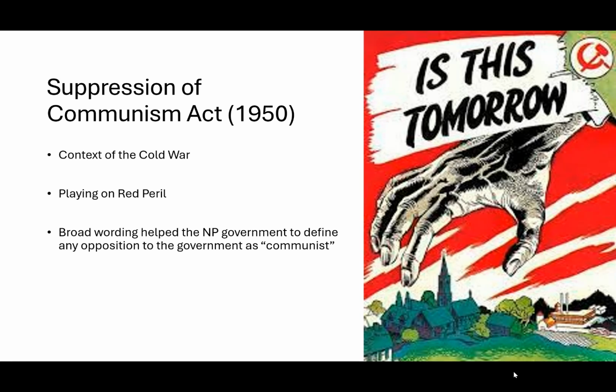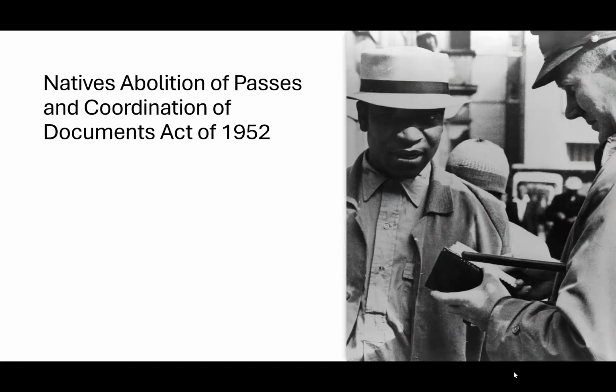And we see this image, this tomorrow, the idea that the communists are going to take away our church, take away our beings, take away our racial purity. And that's one of those elements that we begin to see. But in addition to that, we begin to see probably the worst of the laws: the Natives Abolition of Passes and Coordination of Documents Act of 1952. Sometimes we just call it the Abolition of Passes Act.